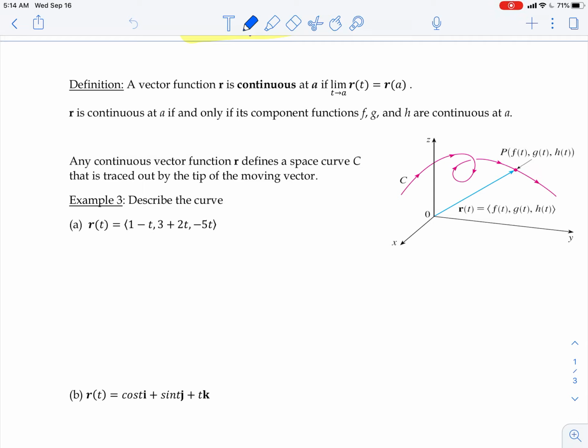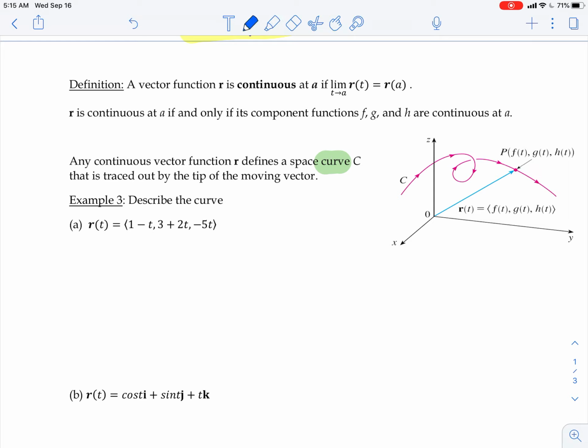R is continuous at a if and only if the component functions f, g, and h are also continuous at that value. Any continuous vector function R defines a space curve C that is traced out by the tip of the moving vector. So what our vector valued function is giving us is a curve in space. Don't necessarily think of this as a line over here, the picture on our right. That's going to be a curve through space.